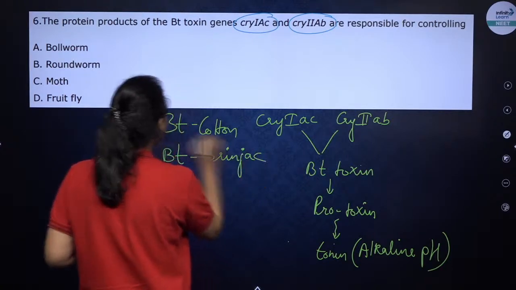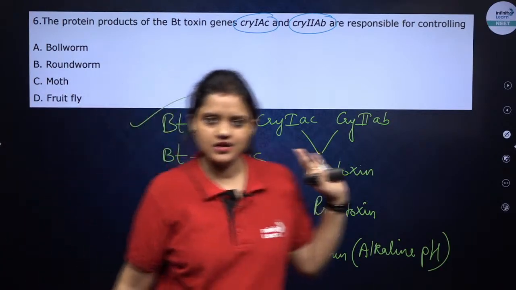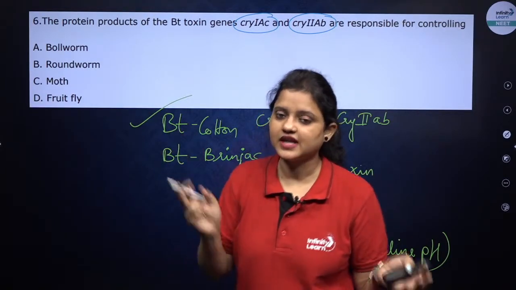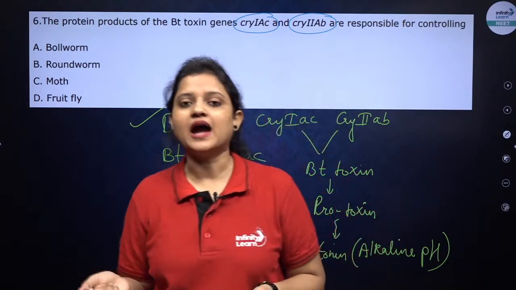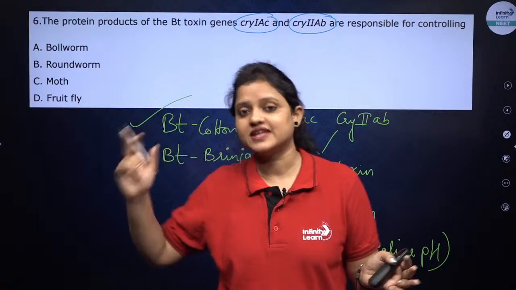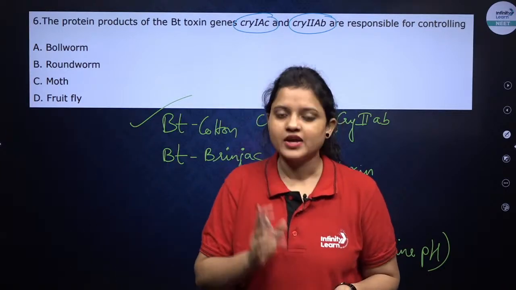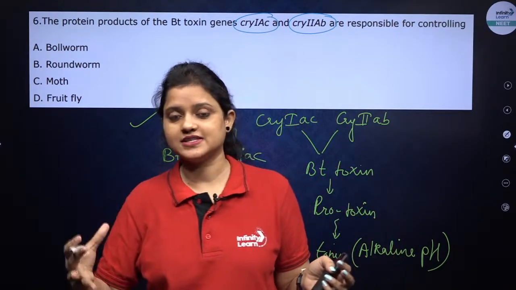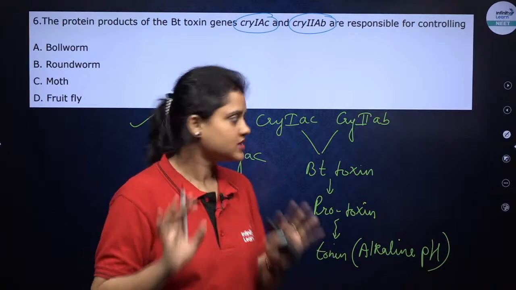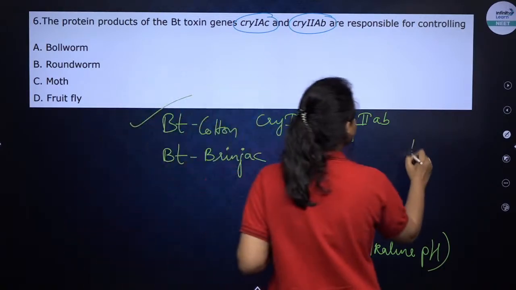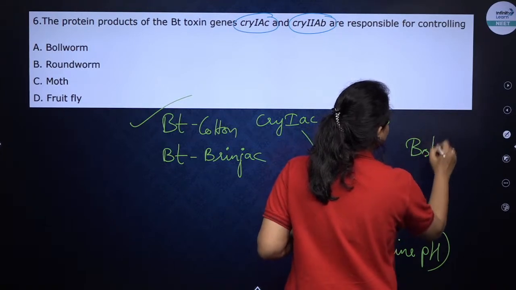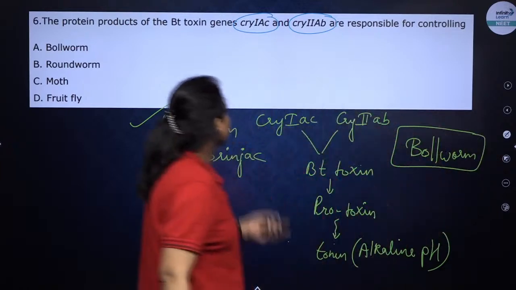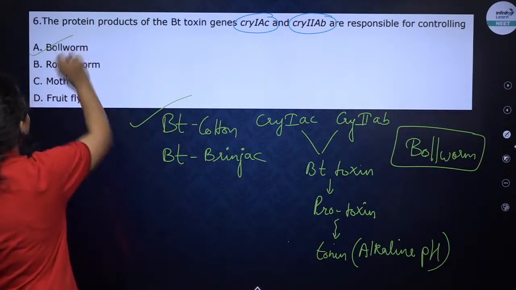So Bt cotton is marketed in India, okay? Bt cotton will have protoxin that will not harm humans or the plant itself. It will be activated in the gut of the insect. Which insect? Bollworm, right? And after activation, it will cause perforation of the gut of the insect and ultimately it will die. We know this, right? So it is effective against bollworm, so the correct option for this question will be bollworm, right?